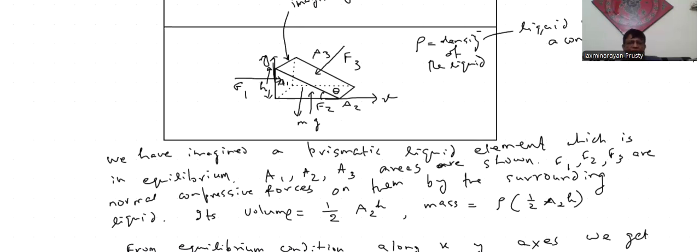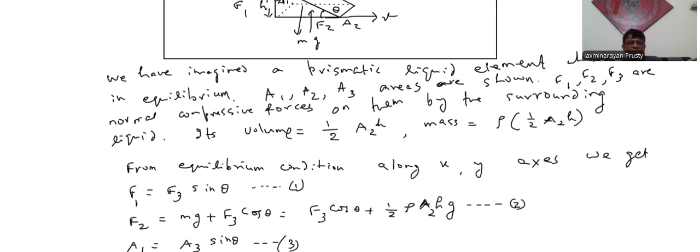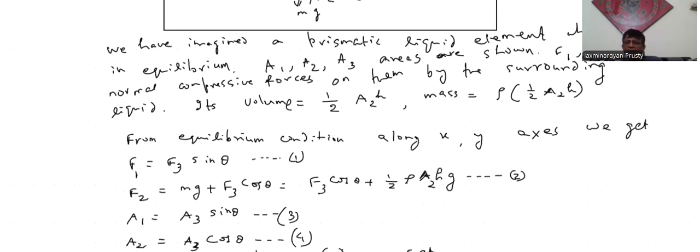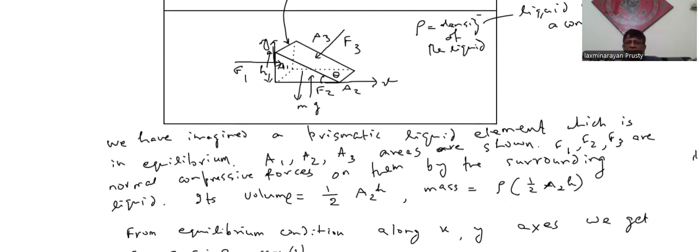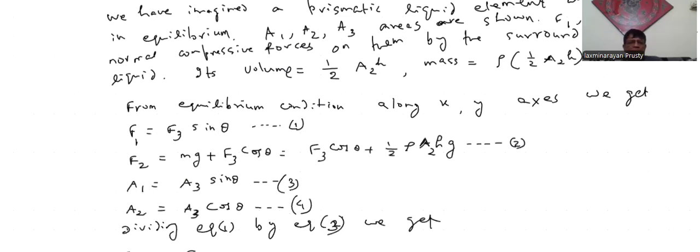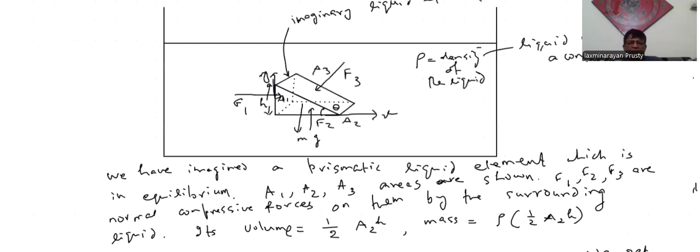In x direction, F1 acts in the positive x direction, and one component of F3 will be in the negative x direction. Only two forces. What should I write? F1 should be F3 sine theta. You see the theta angle here. So F3 cos theta will be vertical, and sine theta will be horizontal, to the left. Okay? Nice. Similarly, for vertical force balance, in the y direction: mg downward, F2 upward, and F3 cos theta downward. So very simple, we write it.